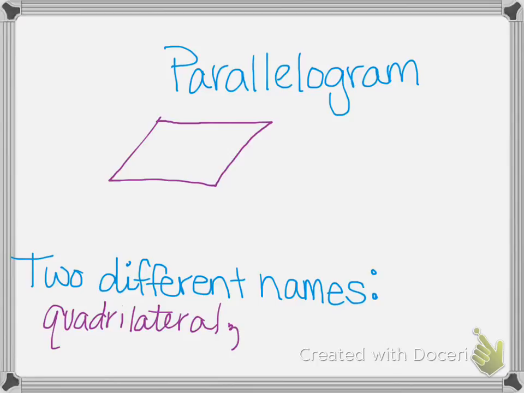And we can also say that it is a trapezoid, because a trapezoid only needs 1 pair of parallel sides. And it does have 1 pair of parallel sides.